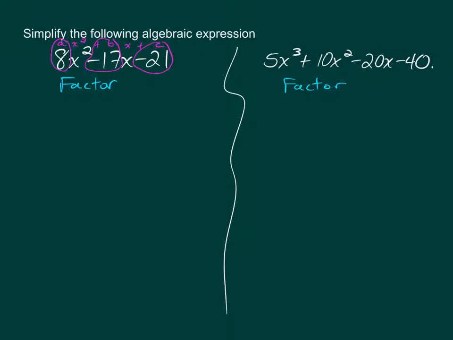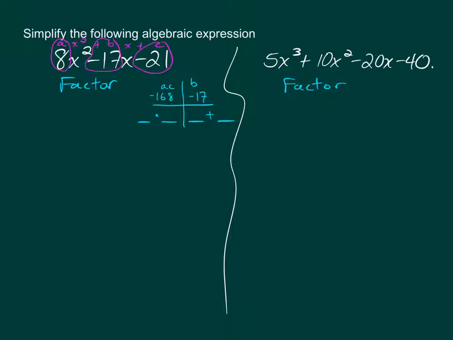So I can do this little AC, this little t-chart here, B. And what I want to do is multiply A times C. And that's 8 times negative 21 is negative 168. And B is negative 17. So the goal here is to find two numbers that multiply to give you negative 168, and those same two numbers that when you add them together, you get negative 17.